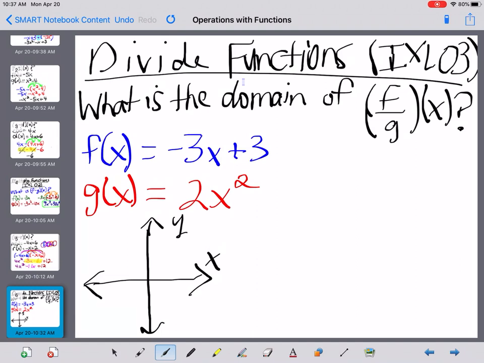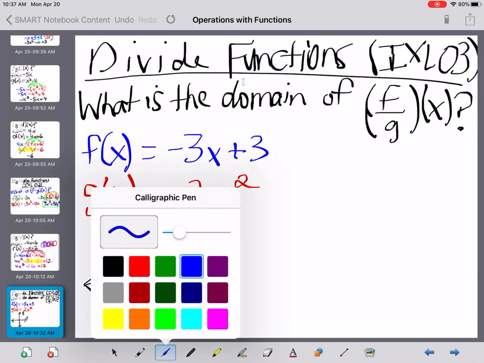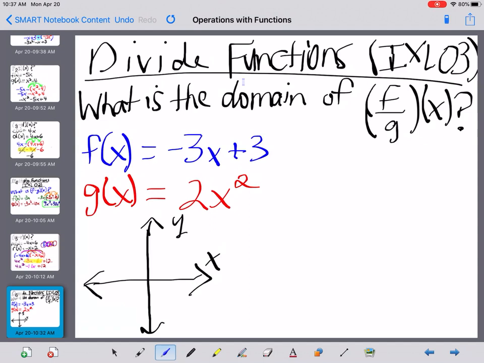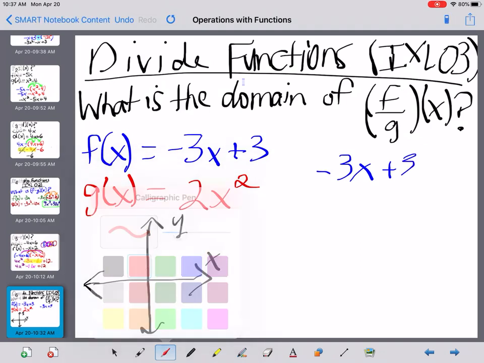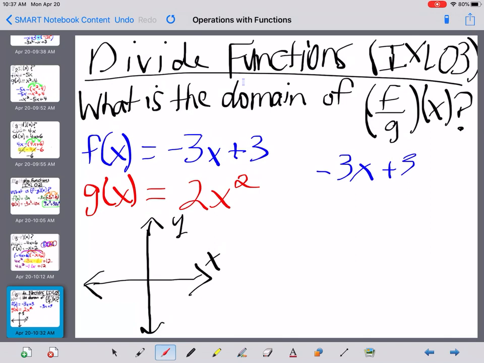So if I have f divided by g of x, f of x is negative 3x plus 3, g of x is 2x squared. So we're going to be doing it just like we did. We're going to start out that way. So I'm going to put f of x on the bottom, which is negative 3x plus 3, and then g of x is 2x squared. Now on this one, it's not asking us to divide. It only wants to know what the domain is.